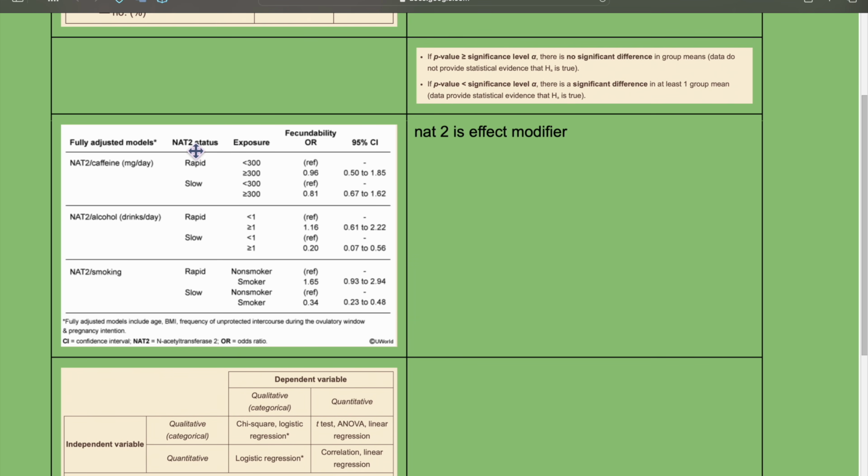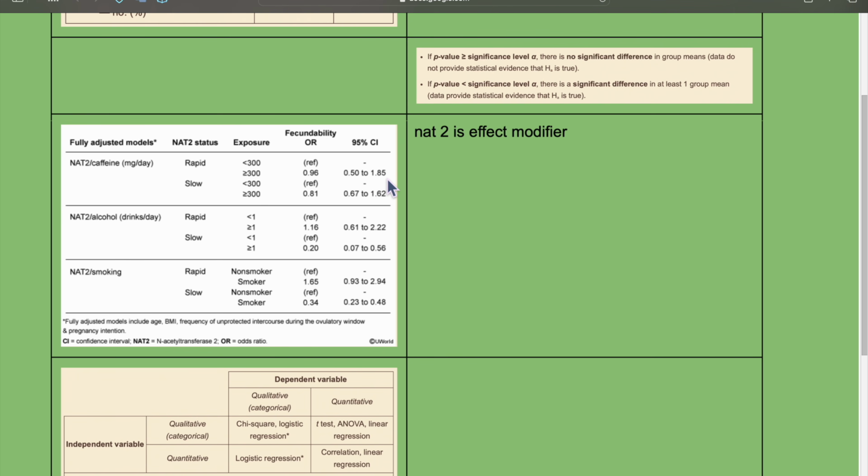Okay. So NAT2, you can see that there is a status that says rapid, slow, rapid, slow, rapid, slow. And then we get odds ratio, which is 0.96 or 0.81. Right. So less than 1, that means it reduces it. More than 1, it increases it. Reduces it, increases it. So overall, we see a pattern that in rapid, it's higher, and in slow, it's lower, compared to the rapid one, for all of them. And then we look at the confidence interval.